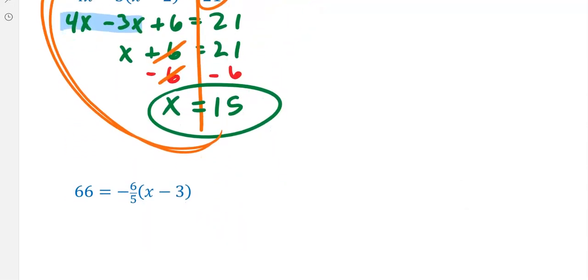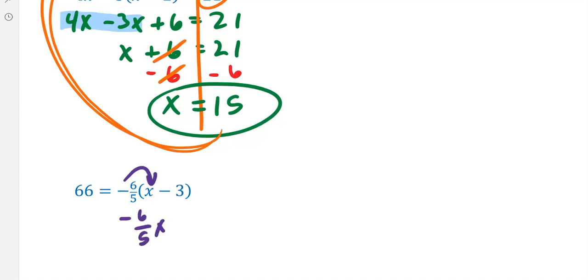Then, this last one here, 66 equals negative 6/5 times x minus 3. Ooh, this one's a little bit more difficult, but no worries. I see we need to distribute. So we're going to distribute negative 6/5 times x. So that would be negative 6/5 x. Negative 6/5 times negative 3 is going to be positive. Now what is 6/5 times 3?